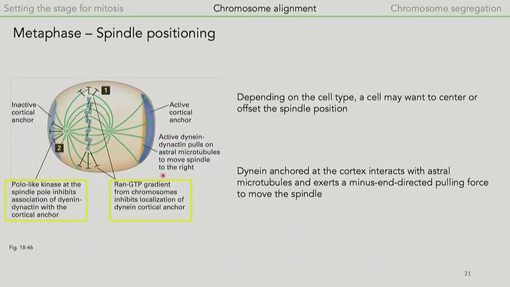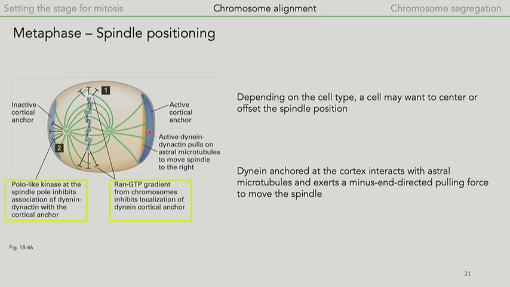I do want to make a note here that this is something that my lab works on, so I feel obligated to say something about this. This large structure, the mitotic spindle, the position of this whole thing often has to be regulated in the cell as well. So in most cells, you're going to want to center the spindle, but there's specific stem cell divisions where the cell wants to move the spindle to one side or the other. And the way this works is via interactions of these astral microtubules with, once again, a microtubule motor that's tethered to the cell cortex. So this motor is dynein.